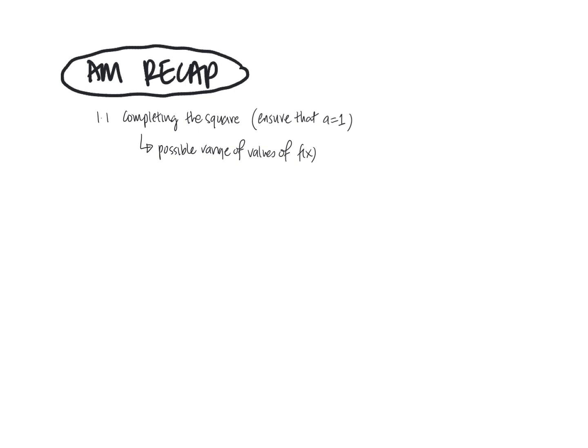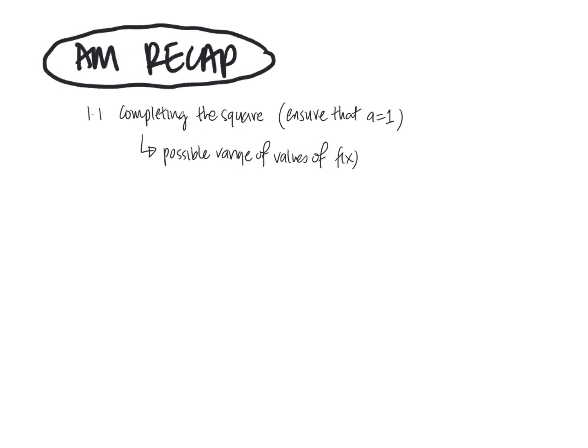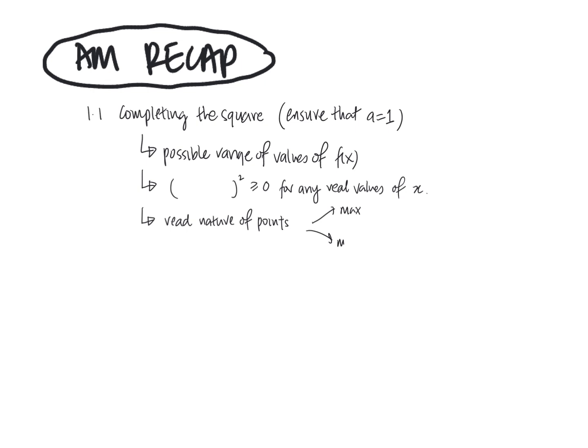And the thing that we always use is that we will always know that this is always true for any real values of x. This was mainly what the whole thing was about, and then also how to read your nature of points, whether it's maximum or whether it's minimum.